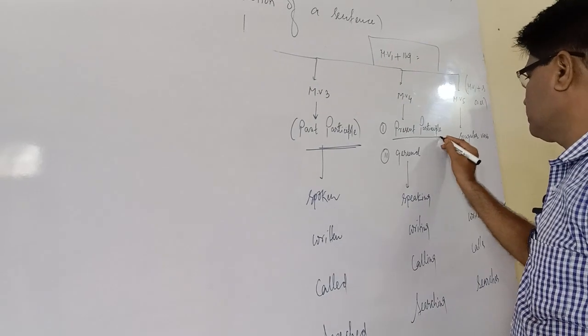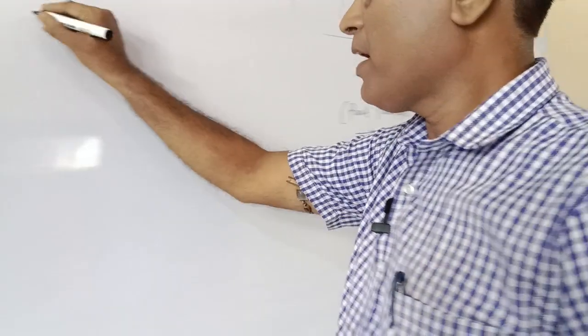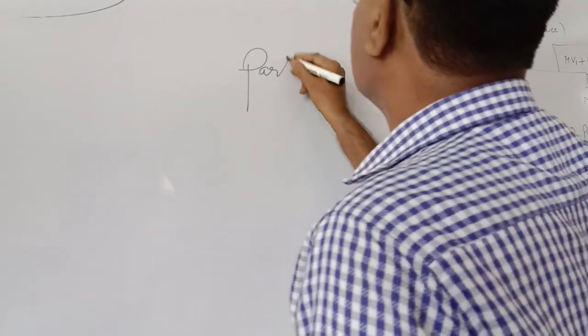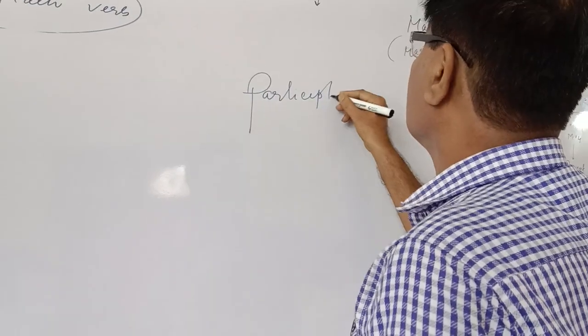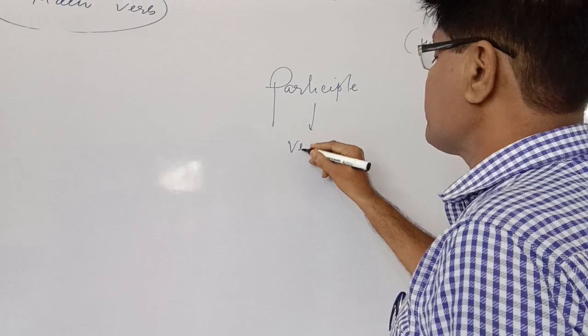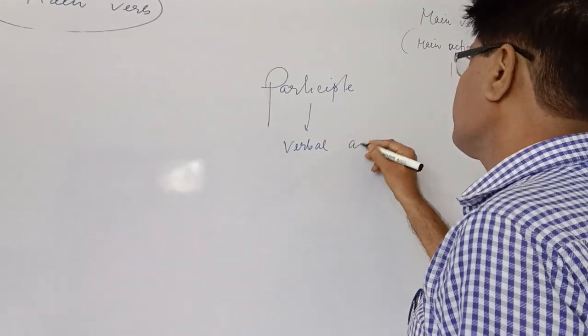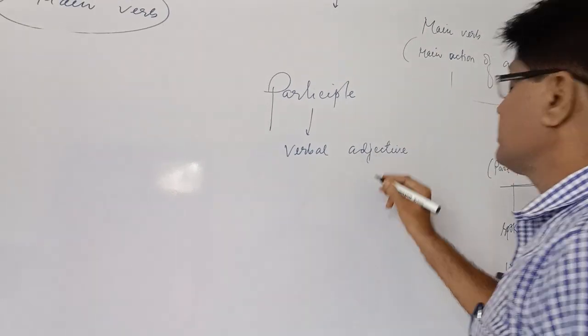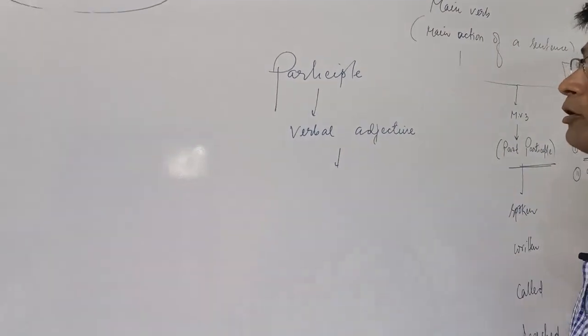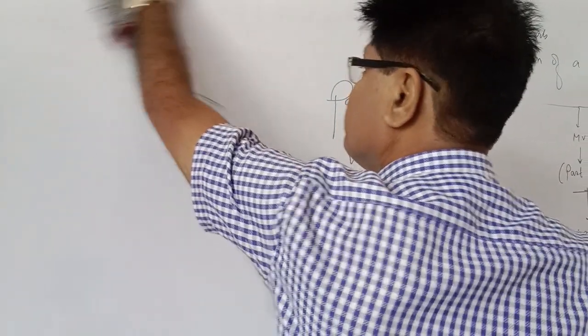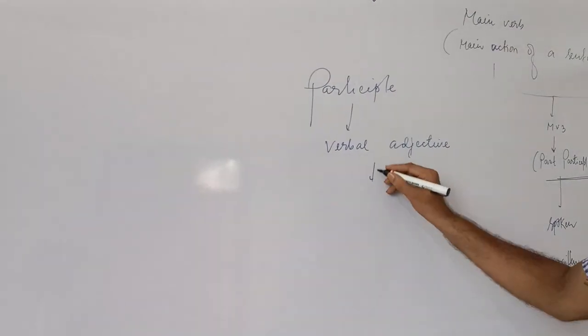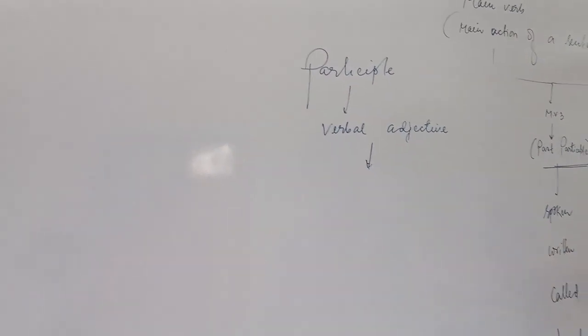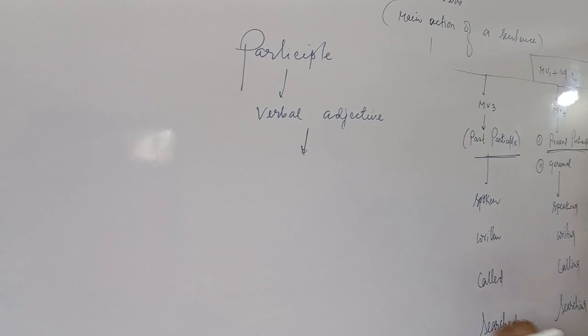Well, friends, participle form is used in both cases. What is participle? Participle means verbal adjective. That adjective is not an adjective like good, bad, tall, slim, beautiful. These are generated from the main verb.